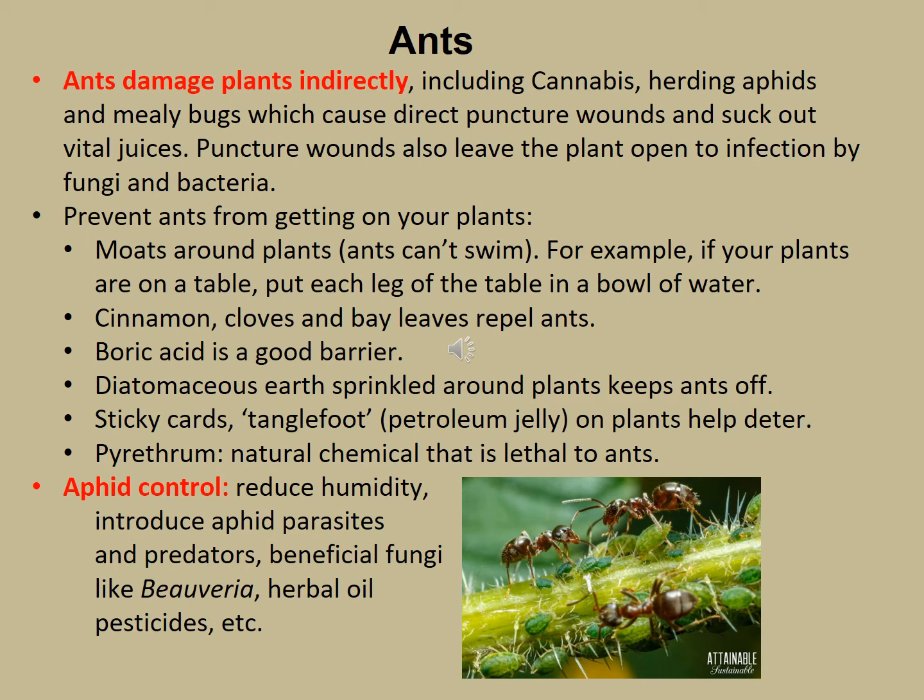And then the ants, again, you do ant prevention. You can have moats of water around your plants, or you could put each leg of a greenhouse bench in a bowl of water so the ants can't get up onto it because they're not going to swim. Boric acid is a good thing to put around, and that attracts the ants and it kills them. Cinnamon, clove, and bay leaves will repel ants. Diatomaceous earth, sticky barriers like Tanglefoot, which is almost like Vaseline that you would put around the base of a plant so the ants can't crawl over it. And even pyrethrum, which is a natural chemical that kills ants.